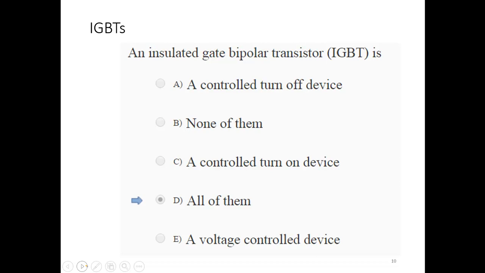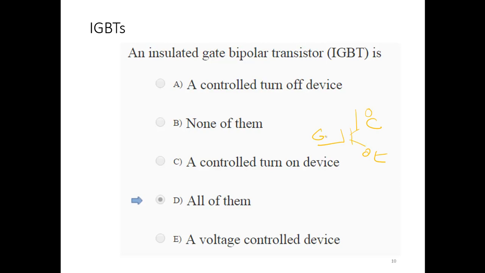The IGBT is a combination of the bipolar and the MOSFET. If you look at the output side, it is like a bipolar. It has a collector and an emitter. If you look at that, it's a collector, and there's an emitter, and this is the gate there. If you look at the outside, it's a bipolar device.